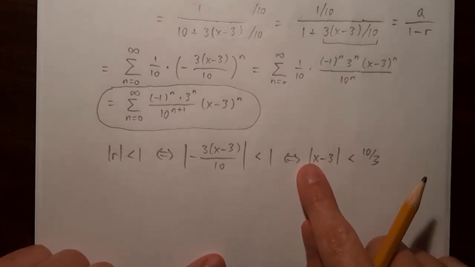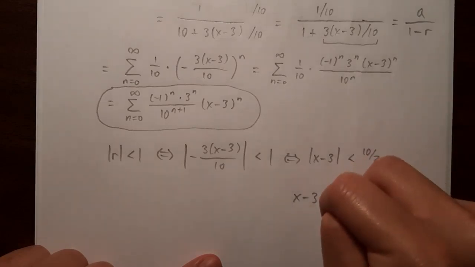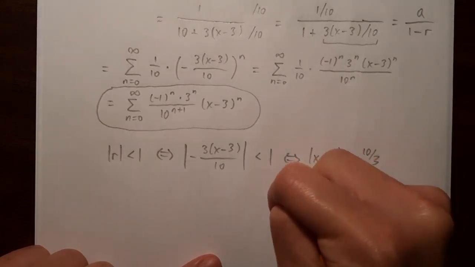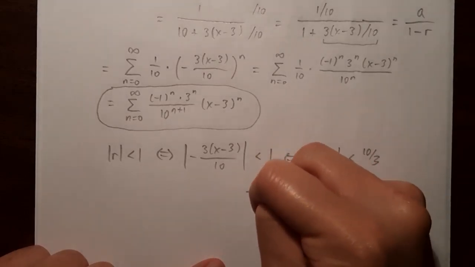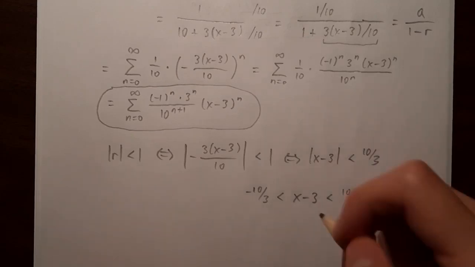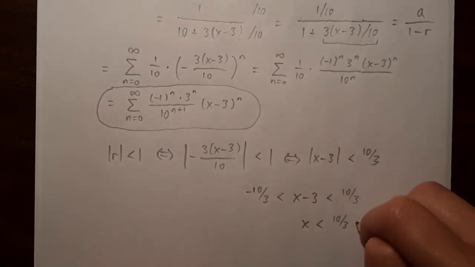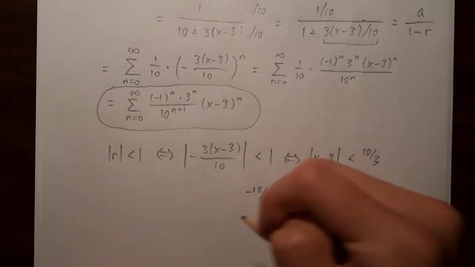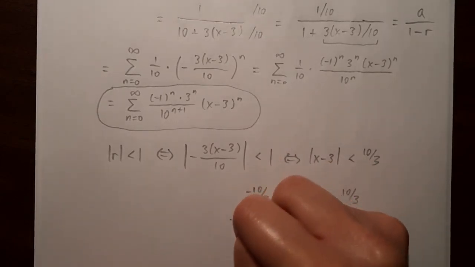So to undo an absolute value being less than something, we go and drop the absolute value bars in exchange for turning this into two inequalities. X minus 3 is less than 10 over 3, and greater than negative 10 over 3. All right, and then I add 3 to both sides, and I get that x has to be strictly in between 10 over 3 plus 3 and, I guess, negative 10 over 3 plus 3.